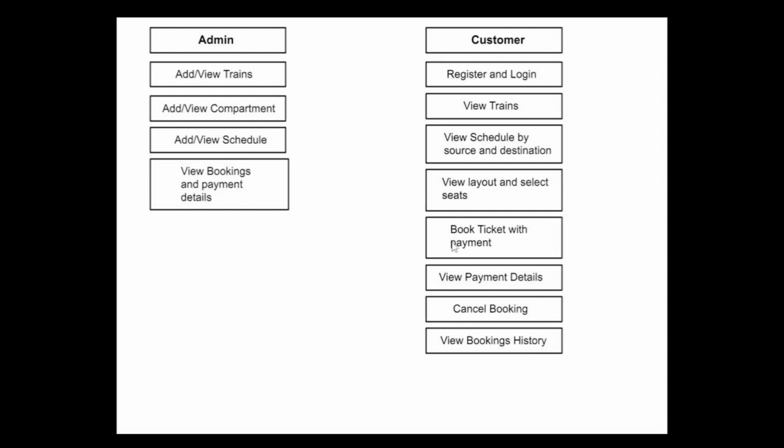After selecting the seats, customers have to pay the relevant amount for the particular seats they have selected by viewing the layout. After booking confirmation, they can view the payment details they have made, and these payment details and booking details will also be visible to the admin. If customers want to cancel the booking, they can easily cancel by clicking on the cancel button. Customers can see all the cancelled and completed journeys in the view bookings history. This is all the flow.